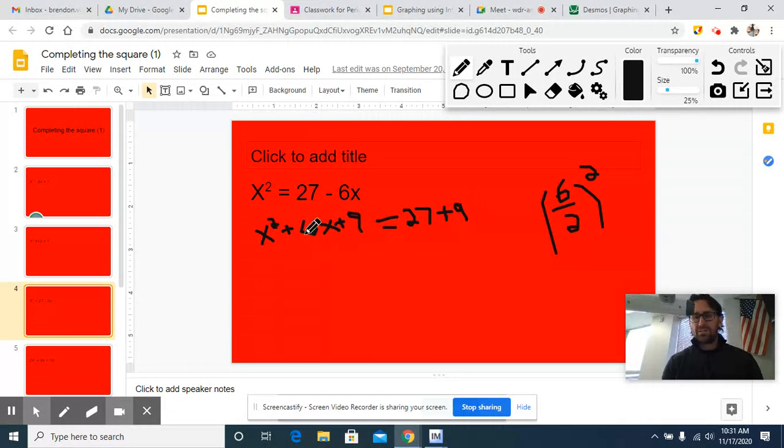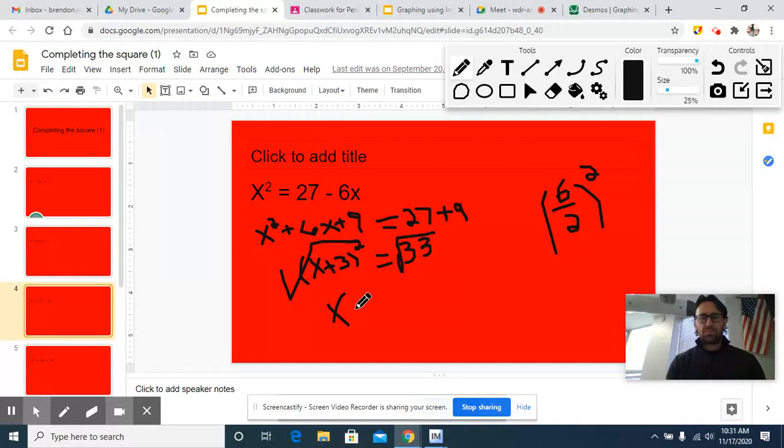So now here we got to factor this. x squared plus 6x plus 9 factors to x plus 3 squared. And obviously, if we add these, we got 36. So now we take the square root of both sides to get rid of that squared. Right here, we get rid of that. So that's x plus 3 equals square root of 33. Let's just leave it like that. We don't need to change it to a decimal. So plus or minus the square root of 33.